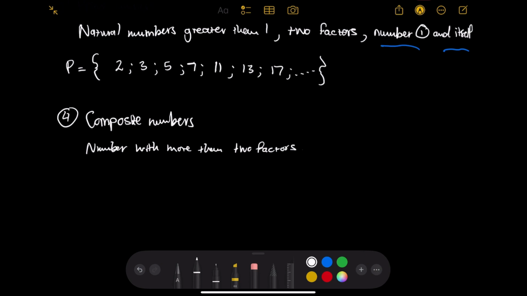And of course, it also still needs to be a natural number greater than 1, right? So when you think about it, composite numbers must be natural numbers greater than 1, of which they have more than 2 factors, right? Or you could consider them as natural numbers greater than 1 that are not prime numbers, excluding 0 and 1. I hope that makes sense, right?